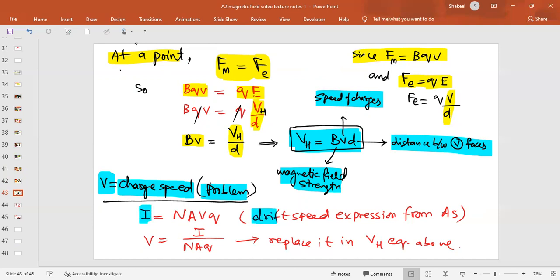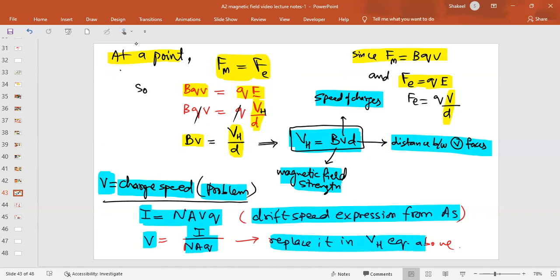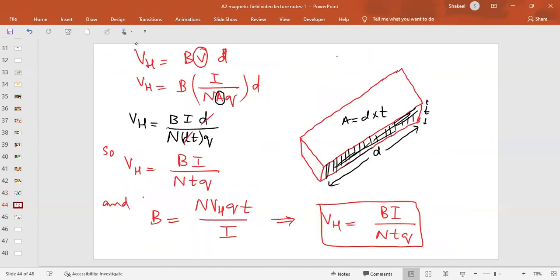So we know from our AS topic, electricity, the drift speed. The drift speed expression is I = nAvq, where n is the number charge density, like number of charges per unit volume, A is cross-sectional area, v is drift speed, and q is the charge. So from here, we can make drift speed the subject as I over nAq, and we replace it with its value in the Hall voltage.